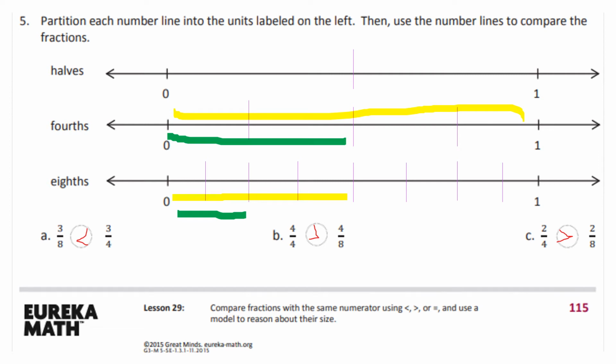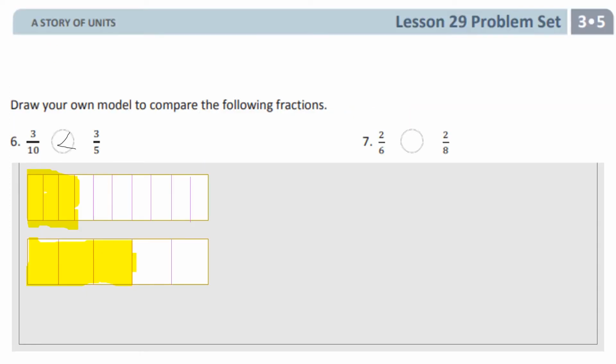So let's keep going. So for this next problem, you can see I did it out. It says draw your own model to compare the following fractions. So you can draw these out however you want. We had 3/10 and 3/5, so you can see I drew them out and I highlighted them, so I wrote 3, and my alligator is telling me 3/5 is bigger than 3/10. So it's your job now to do problem number 7, 2/6 and 2/8.